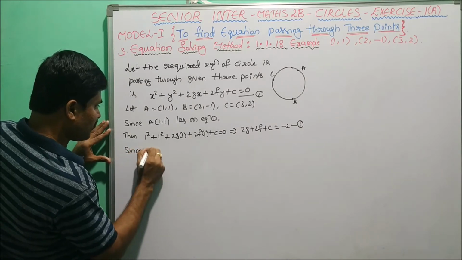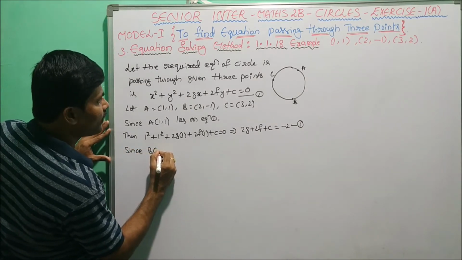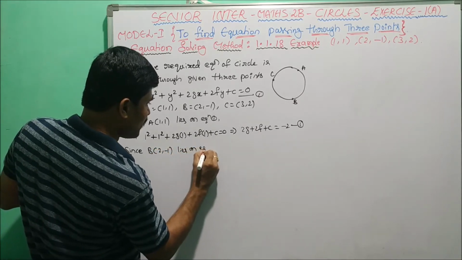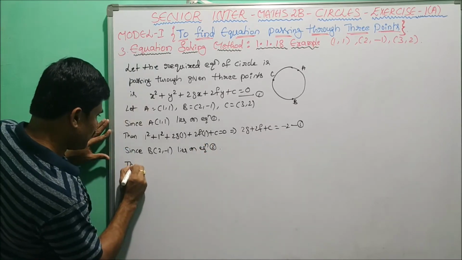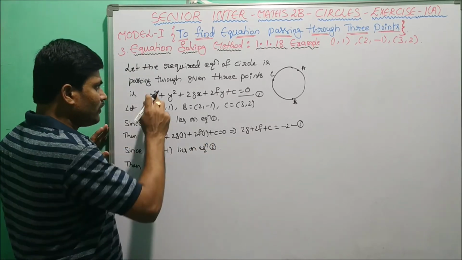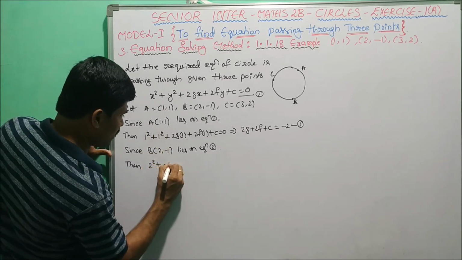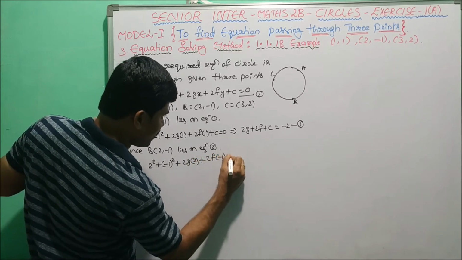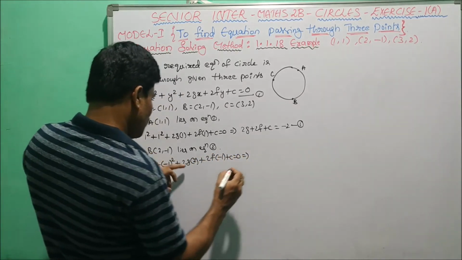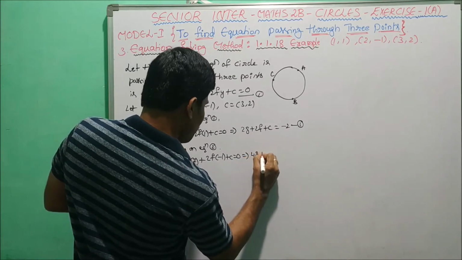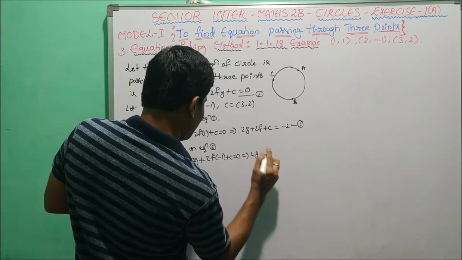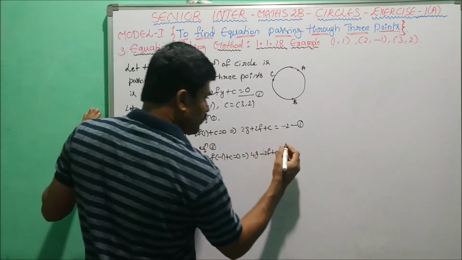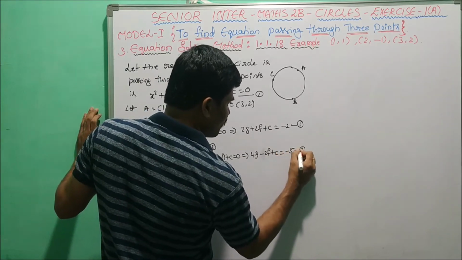Similarly, since the second point B(2, -1) lies on the circle, we substitute the second point in equation 1: 2 square plus (-1) whole square plus 2g into 2 plus 2f into -1 plus c equals 0. Now this implies 4g minus 2f plus c equals, here 4 plus 1 equals 5, we take it to the right side, that is minus 5, which is equation 2.